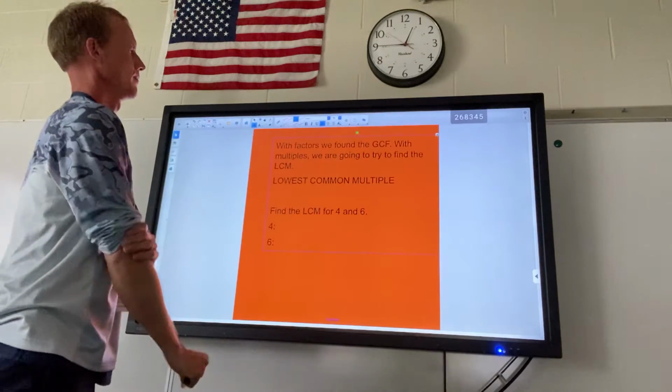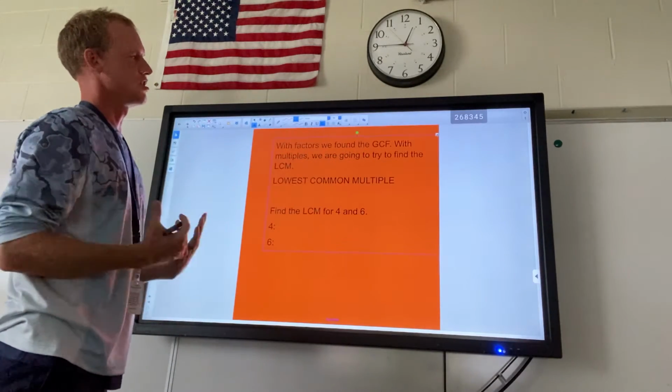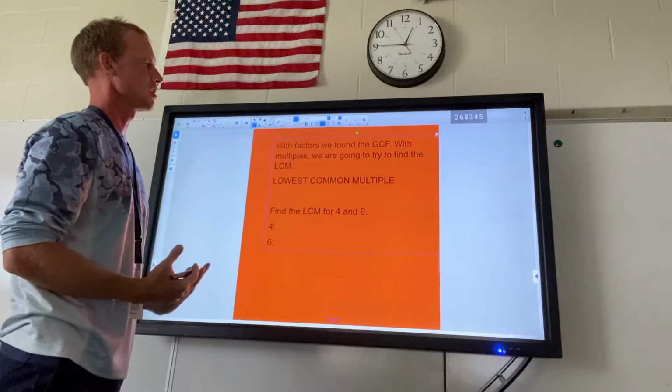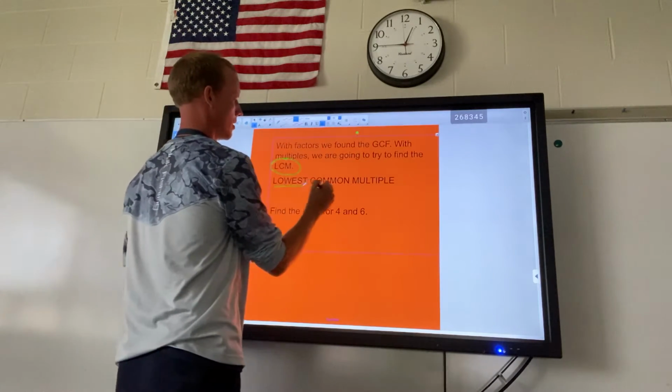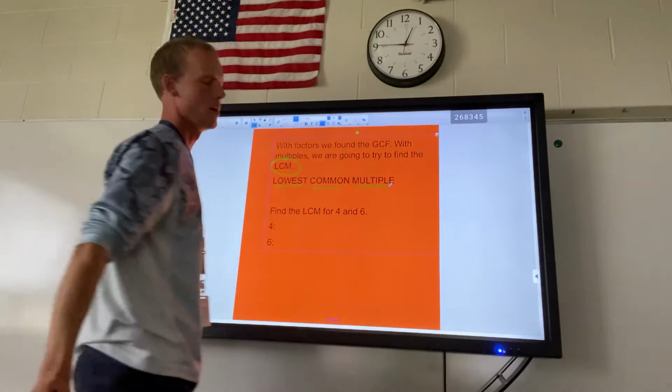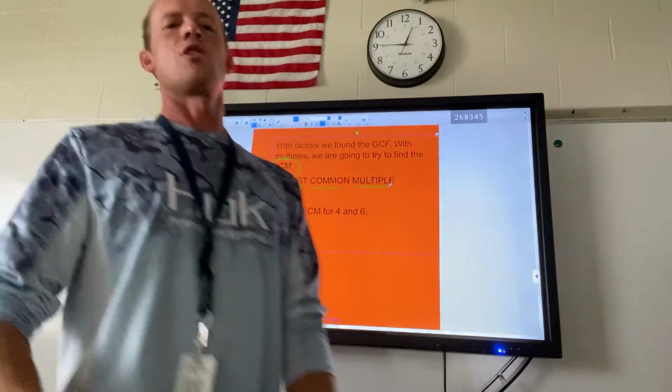So for the next one, with factors we found the GCF. With multiples, we're going to try to find something called the LCM, which stands for the lowest common multiple. Think about this. If multiples go forever, you can't find the greatest common multiple because nobody knows how high numbers go. We couldn't find the least common factor because that would have always been 1. So for multiples, we're going to find the lowest common multiple.